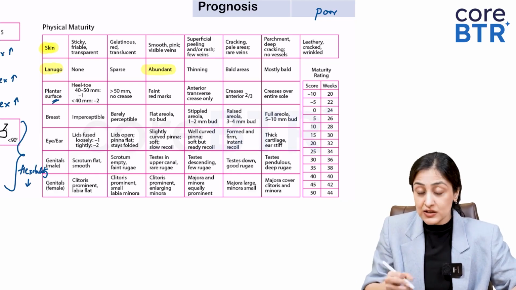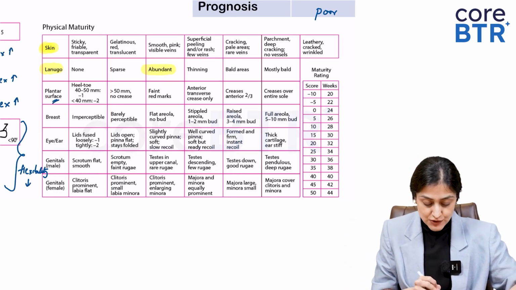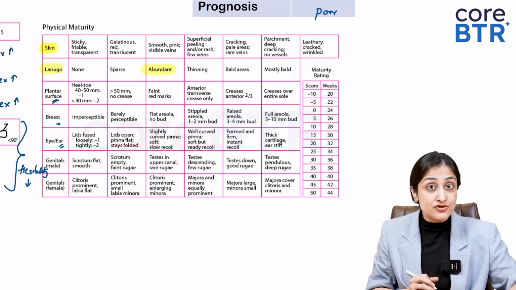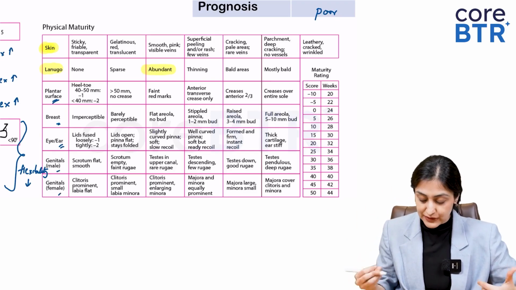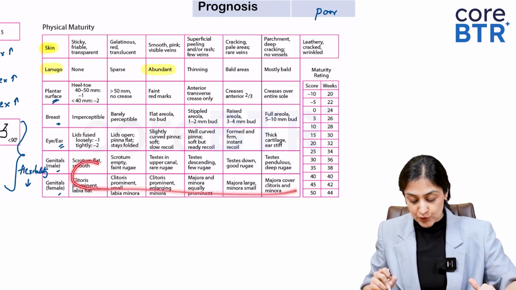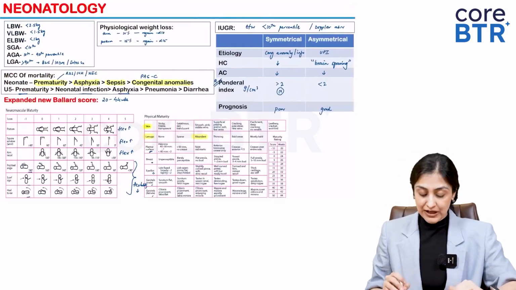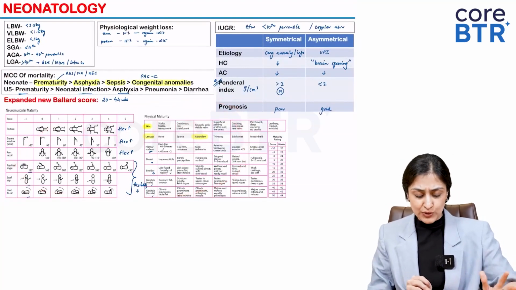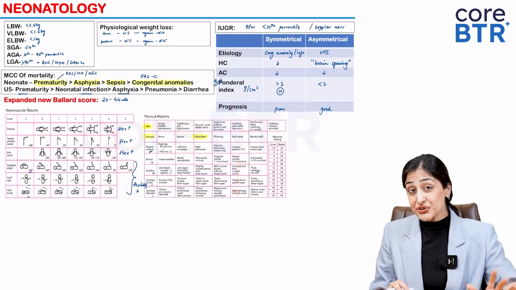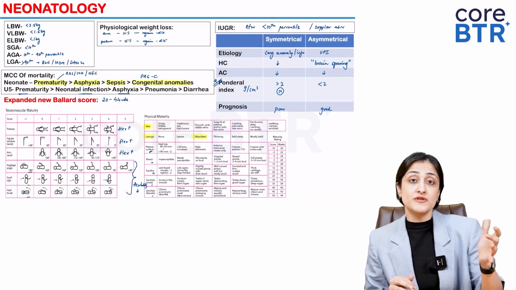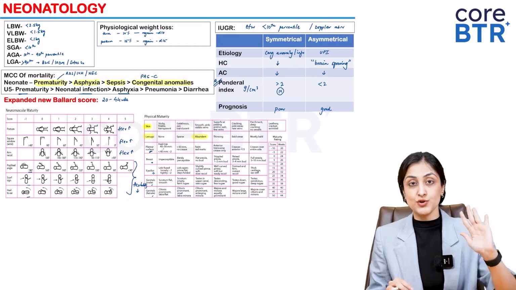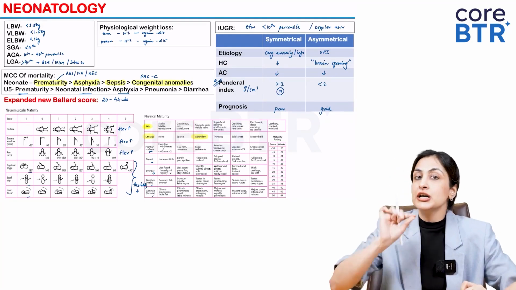So on the plantar surface, the creases keep occupying the entire sole. Breast bud enlarges. Eye and ear cartilage thickens. Genitals, male and female, become more and more mature. So this is essentially what we are looking at. You need not know the exact score here. It has never been asked, but grossly you should know what we are trying to see here to estimate the maturity in a fetus.